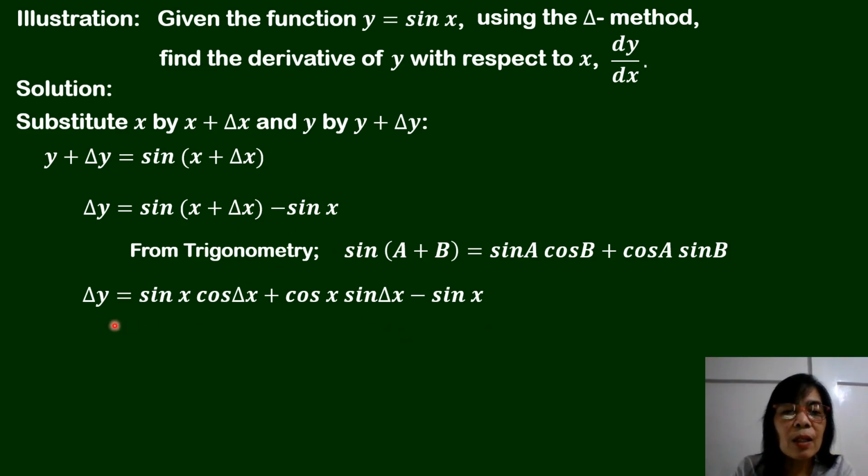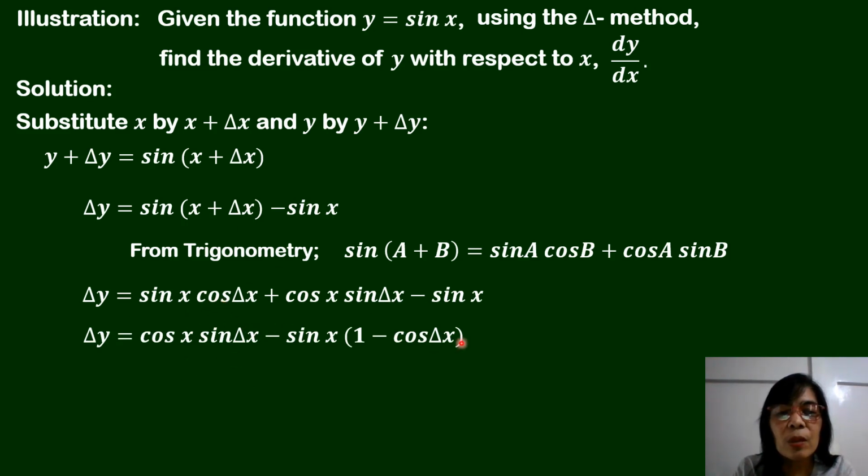We could rewrite this function writing first cosine x sine delta x. And in these two terms, notice that sine x is common. So we can factor out minus sine x. That gives us 1 minus cosine delta x.